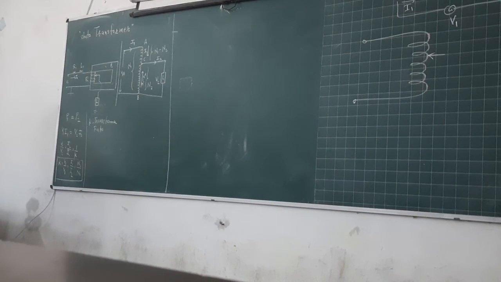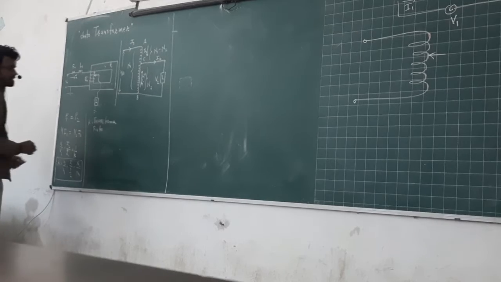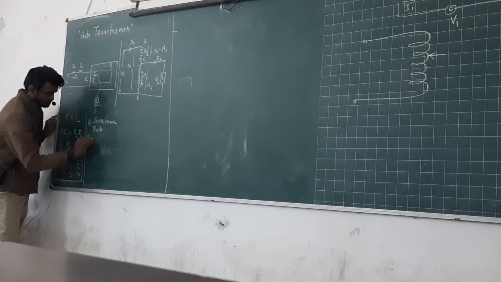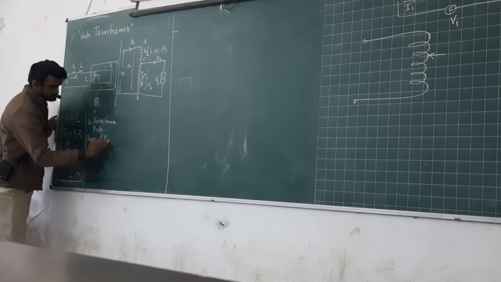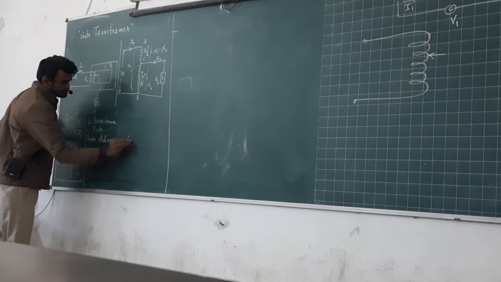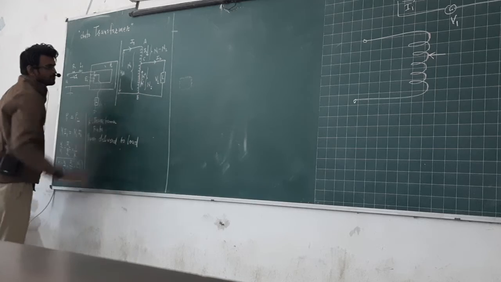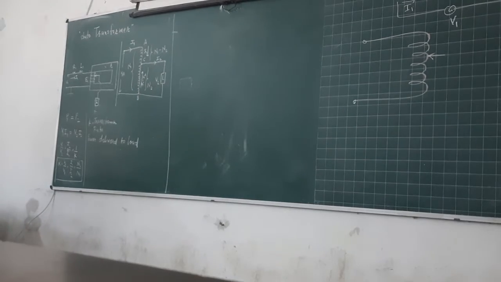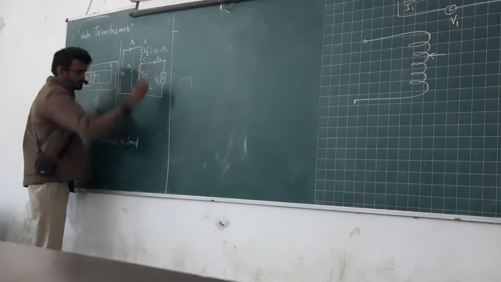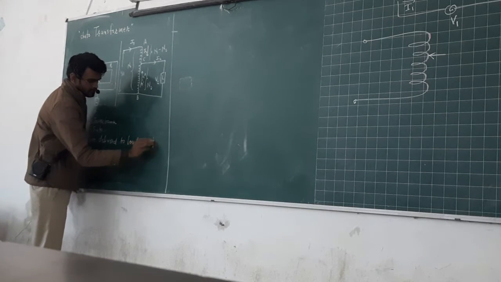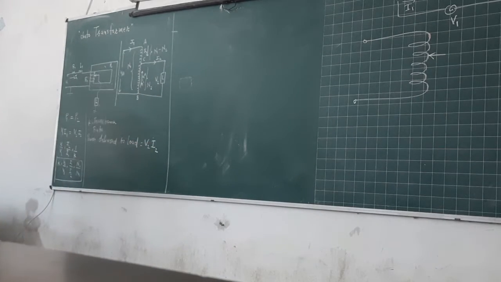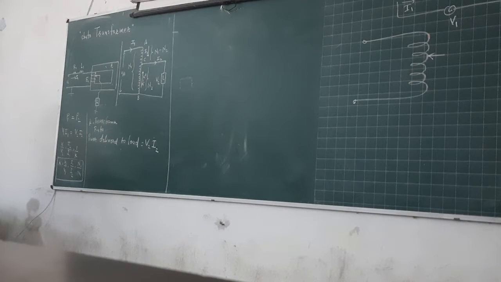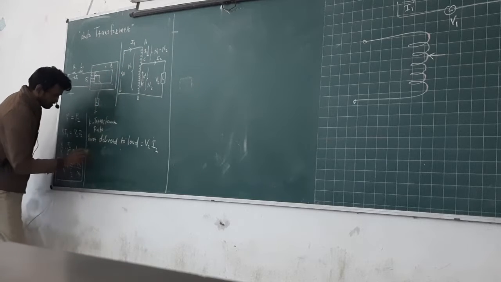Now we are going to derive the equation for saving of copper. For that, the power delivered to the load. Now where is the load? Here is the load. And the power is V2, I2, voltage and current. That is fixed. Next thing, which is very important, is the power in the winding AC. Where is the winding AC? Here.